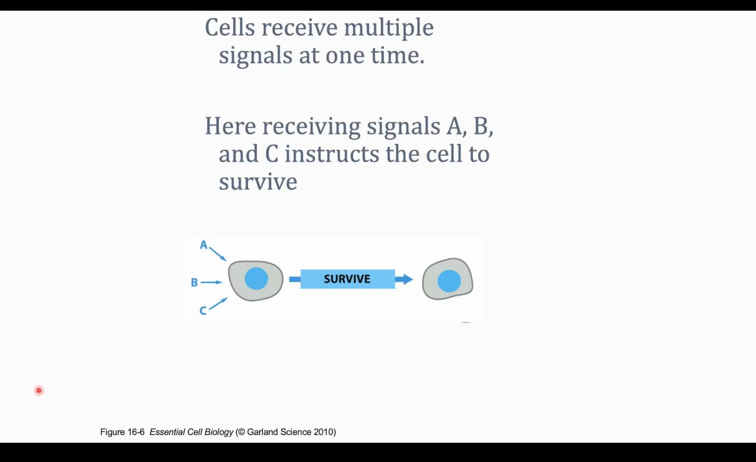Rather than having one cell signal for every effect that can happen in the cell, signals are combined to cause different effects depending on what signals they combine with. So I'll try to go through some examples here. In this first cell, we're seeing it's receiving 3 different messages. So we're activating 3 signaling pathways, A, B, and C. These 3 signaling pathways are required for the cell to survive.